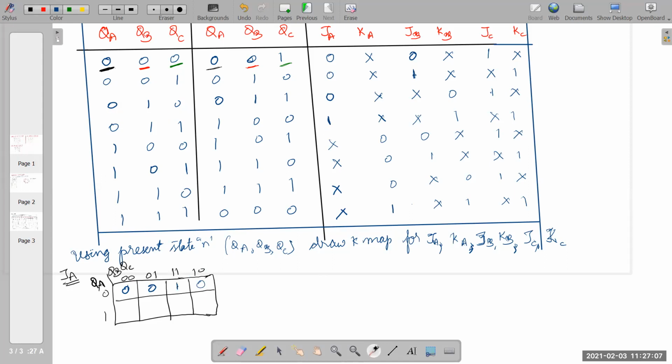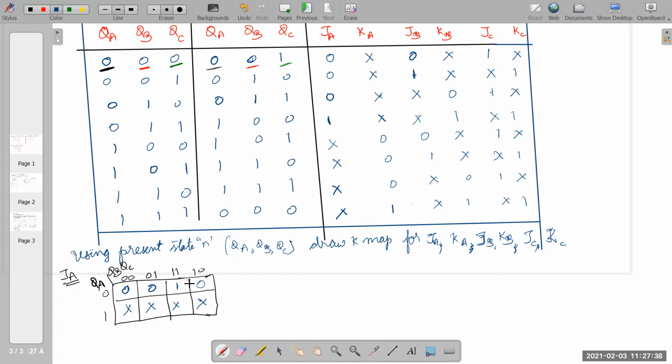Then we can see 100 is x, 101 is x, 110 is x, 111 is x. So after this everything is x, don't care. Don't care will help us to form the group. Don't care can be 0 or 1. There is no need to group everything. You are grouping this quad, I can assume these all 0. There is no need to group these 4.